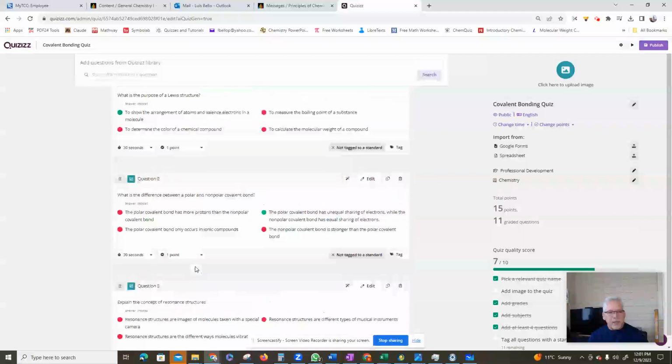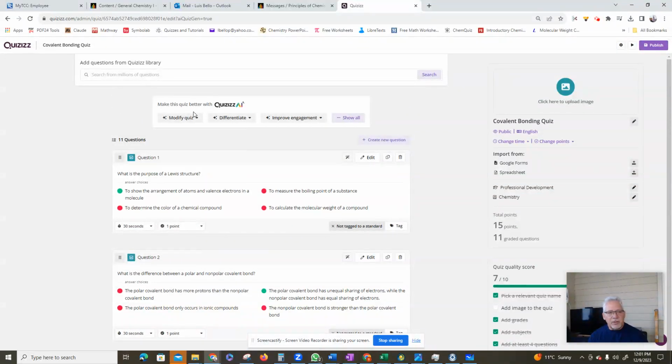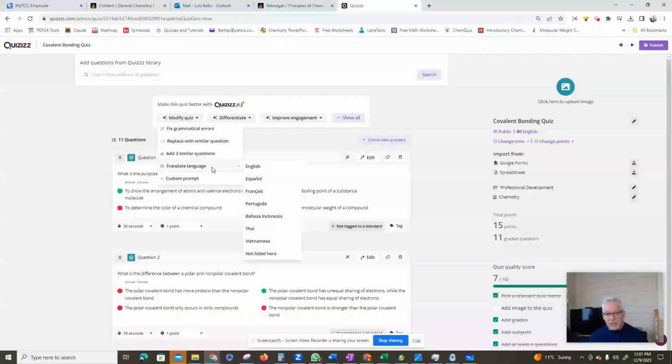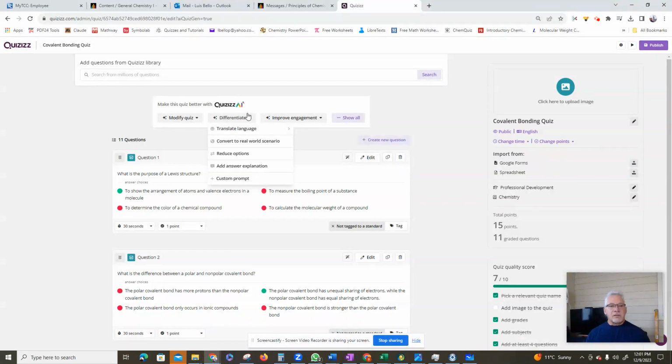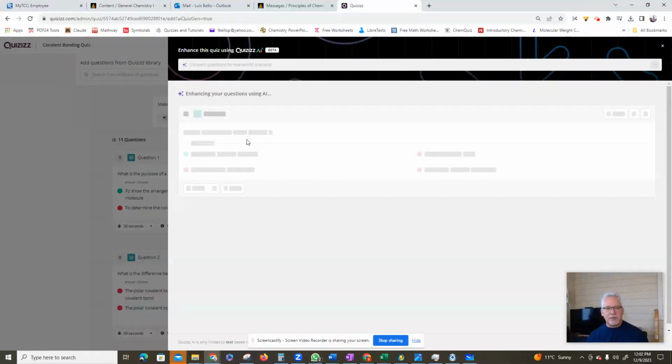But the other thing that I want to mention is the following. You can check the grammar if there is any error on your questions, or add three similar, or translate to a different language. If you want to use another language, you can translate to those languages that you see on the screen, and also convert to a real world scenario. Let me try that and see what happens, or add answer, or explanation to that. Let me try convert to real scenario and see what happens to the questions.